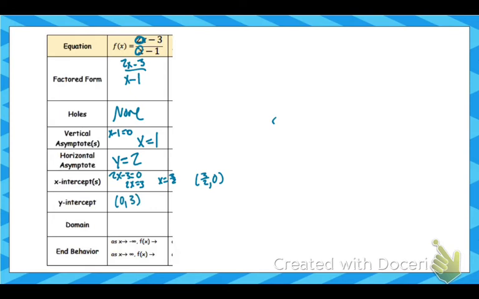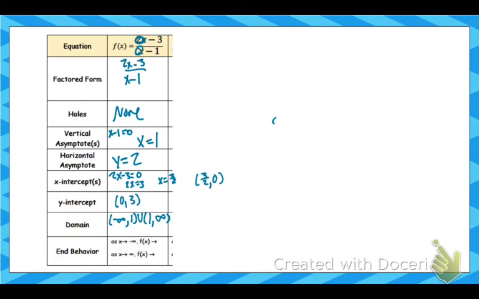Domain, we exclude the vertical asymptote and the hole, so I'm not going to touch 1. So I would start at negative infinity, and then I would go all the way until 1. It doesn't touch 1, so I'll use a parenthesis. Then it picks back up, so I'll do a union, a parenthesis, and a 1 again, and then it keeps going until infinity.